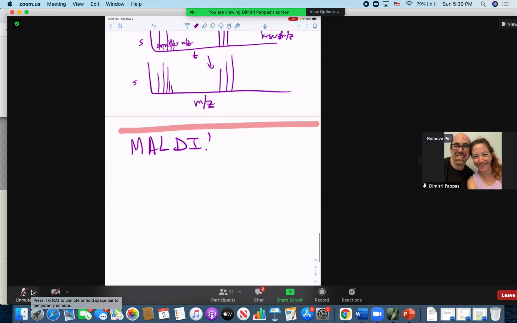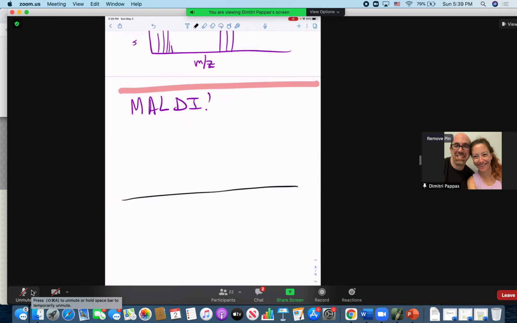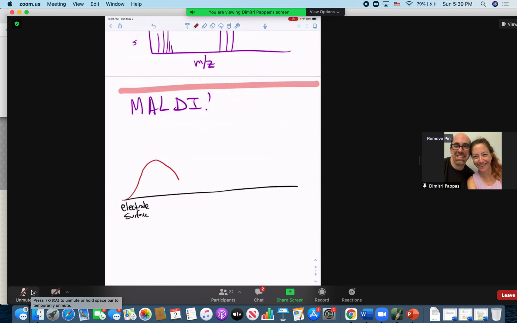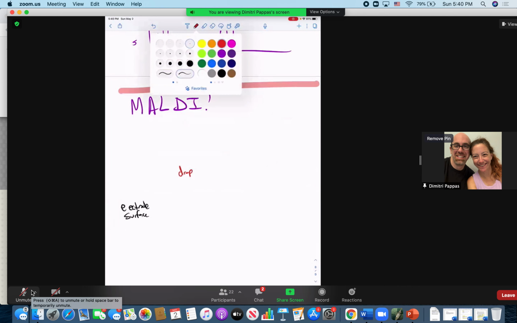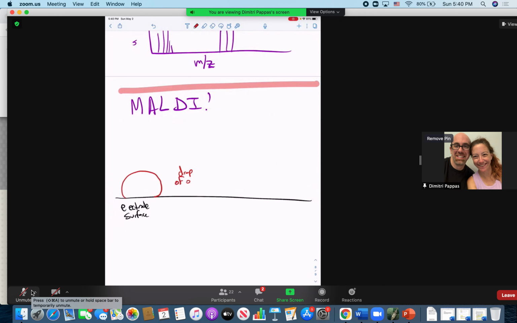Okay, so this is matrix assisted laser desorption ionization, if you remember it. And the way it works is the following. There's going to be an electrode surface, because we need to apply a voltage later. This is different than electrochemistry. And we start off with a droplet. This is a terrible droplet, I'm going to redraw it. A drop of organic solvent. That's my matrix.